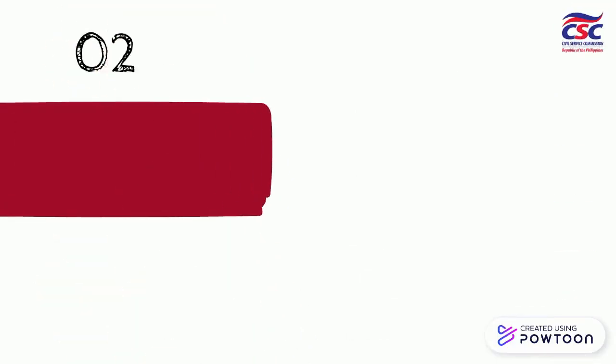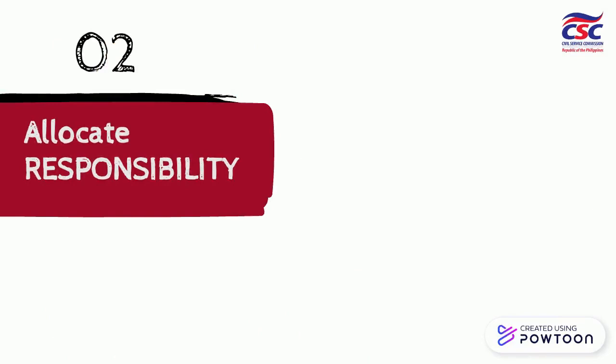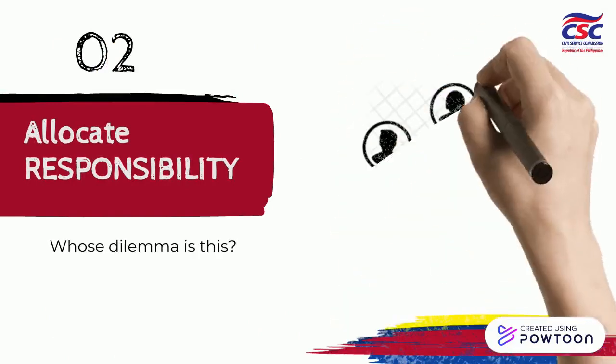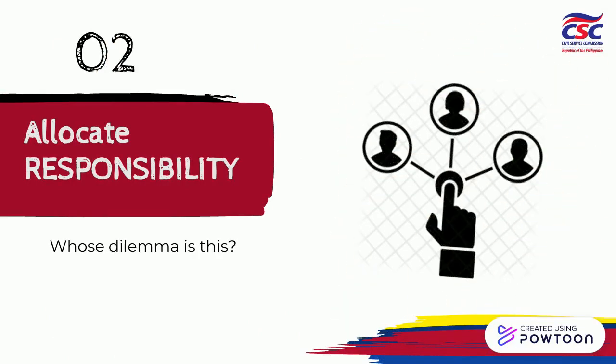Number 2. Allocate responsibility. The second checkpoint asks you to identify whose dilemma this is. At this point, you have to ask yourself if you are responsible for the issue, because in ethics, all of us are involved.